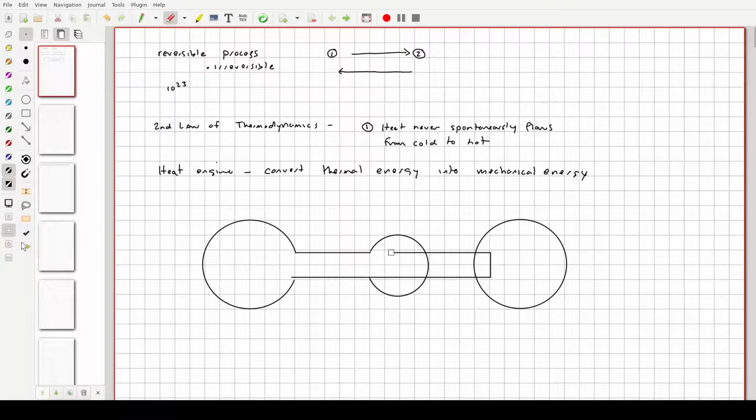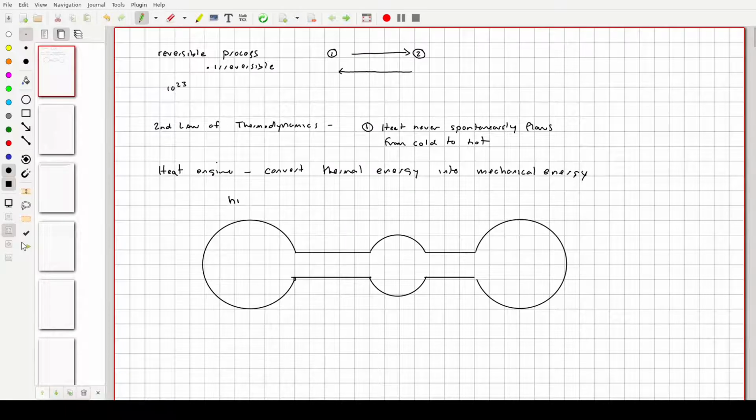So let me just sort of make my little heat engine here. Let me touch this up just a little bit. So let's think of steam, just as a simple example.